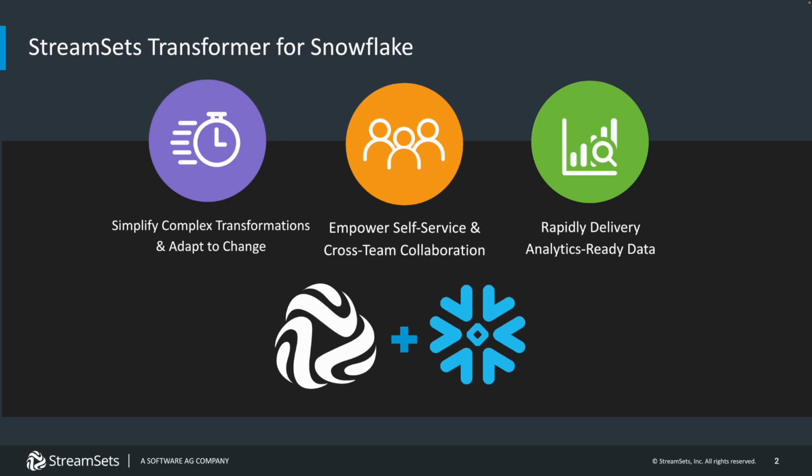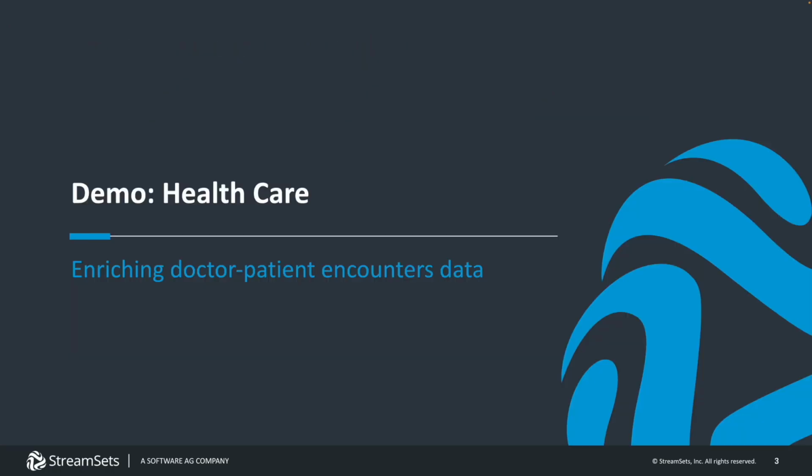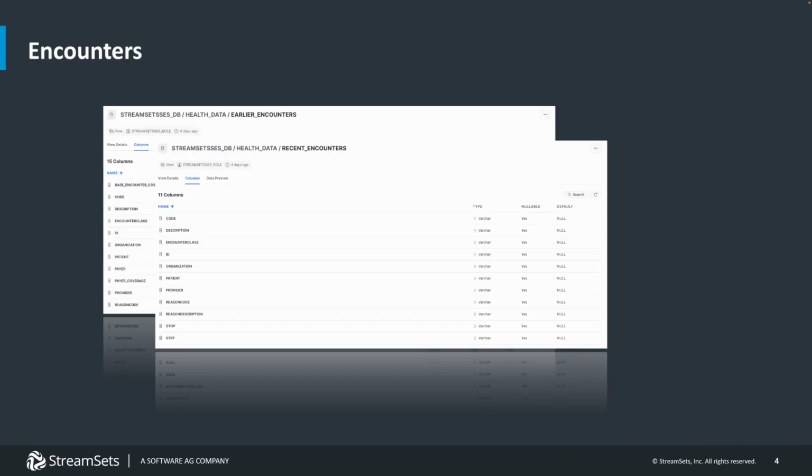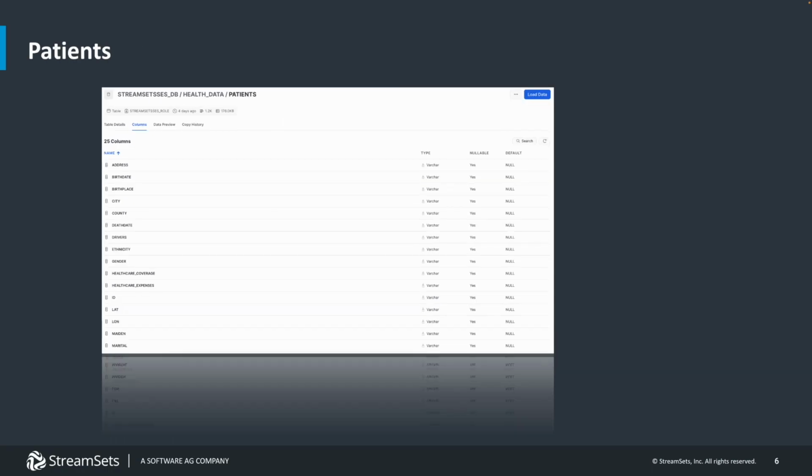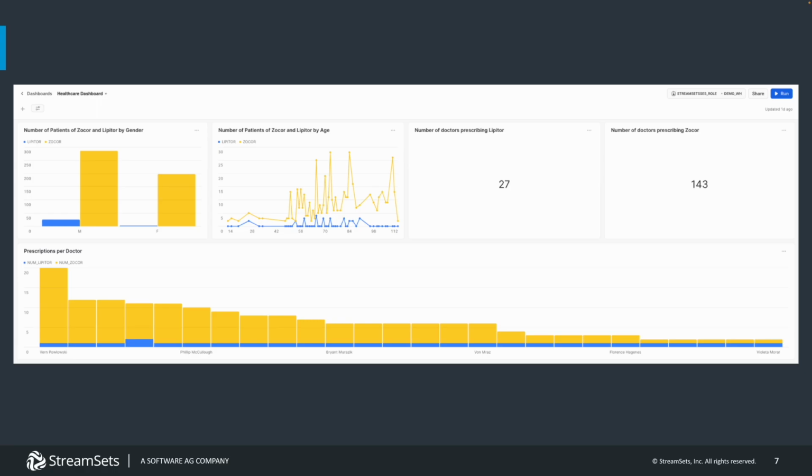To get a sense of the kind of tasks users can simplify and operationalize with Transformer for Snowflake, let's take a look at a demo for a healthcare use case. For this example, we're tasked with enriching transactional data in Snowflake containing encounters between doctors and their patients. These encounters are split between different time periods, with each having their own schema, and we're going to want to reconcile any differences before joining the union data with two other tables containing records about medical providers and patient information. After being mindful to remove sensitive personal information and leveraging some of Snowflake's advanced native functions, we'll write a new table of enriched doctor-patient encounters that would be ideal for building dashboards or for further analytical processing.